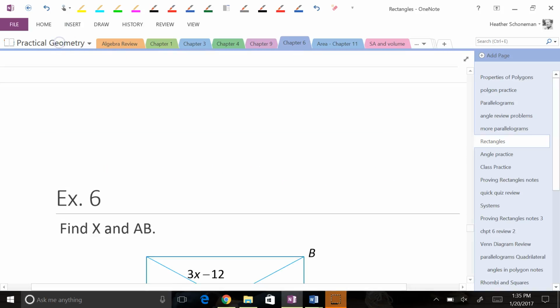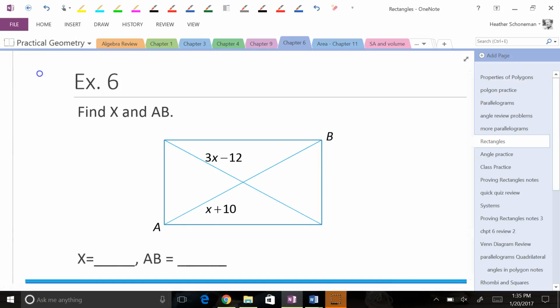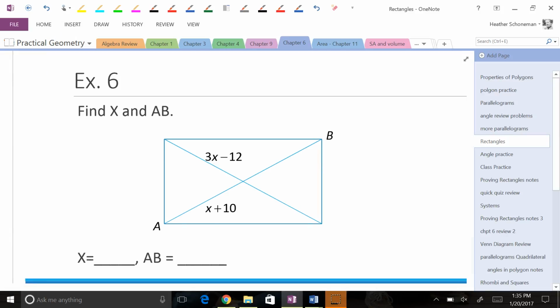Next one, example 6. We want to find x and we want to find AB. If this had been a parallelogram, there would have been nothing we've been able to do. But because it's a rectangle, we know that all four of these segments are equal. So it doesn't matter which two they give us, they're equal. And just like with a parallelogram, if they give you sides, your only option is equal. So that means that 3x minus 12 has to equal x plus 10. So to solve, we're going to subtract x from both sides. So we get 2x minus 12 equals 10.